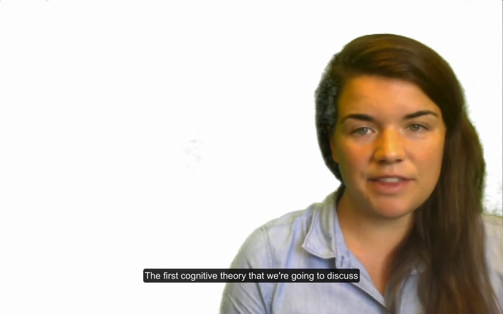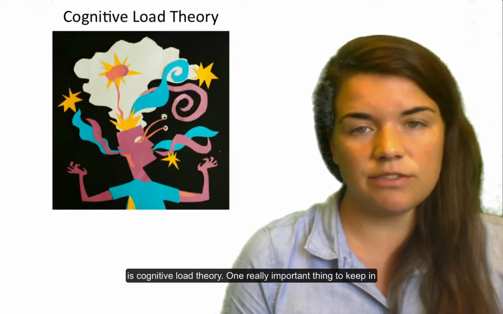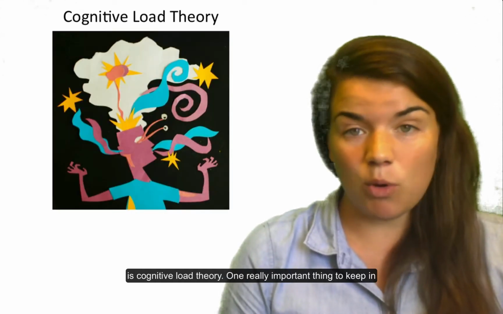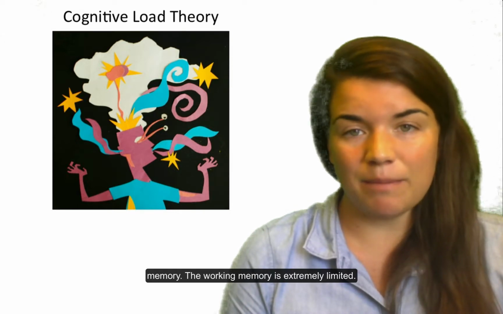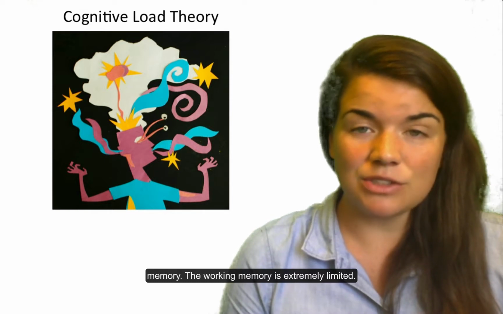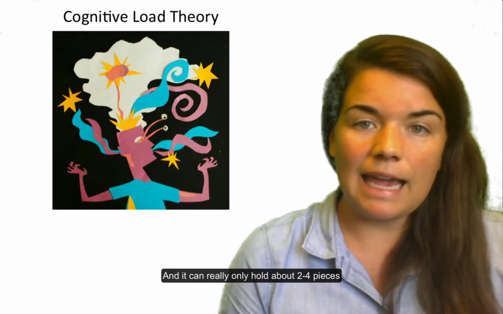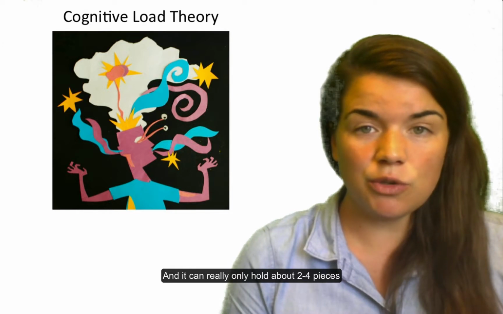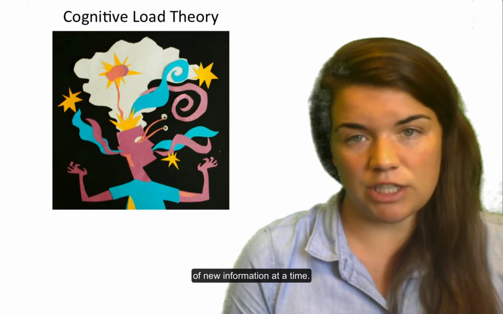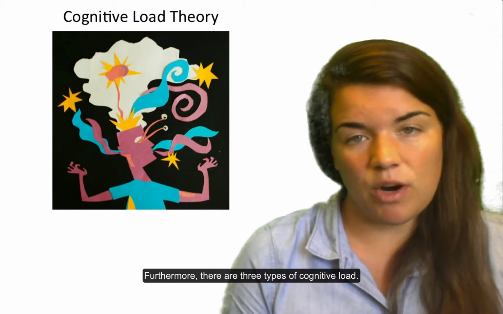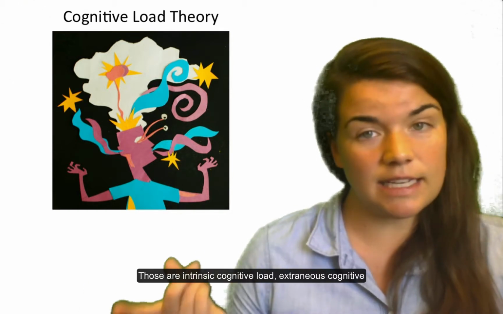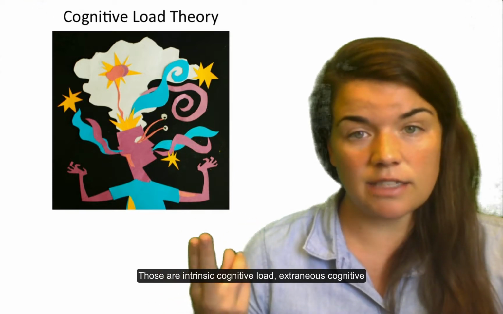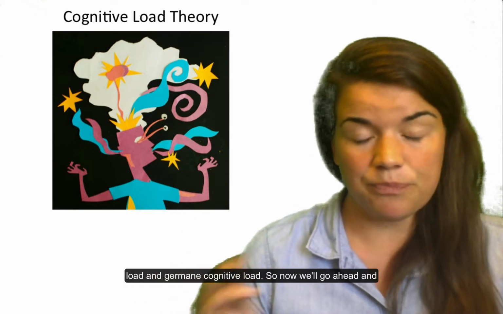The first cognitive theory that we're going to discuss is cognitive load theory. One really important thing to keep in mind with regard to cognitive load theory is the working memory. The working memory is extremely limited, and it can really only hold about 2 to 4 pieces of new information at a time. Furthermore, there are 3 types of cognitive load, and those are intrinsic cognitive load, extraneous cognitive load, and germane cognitive load. So now we'll go ahead and break those down.